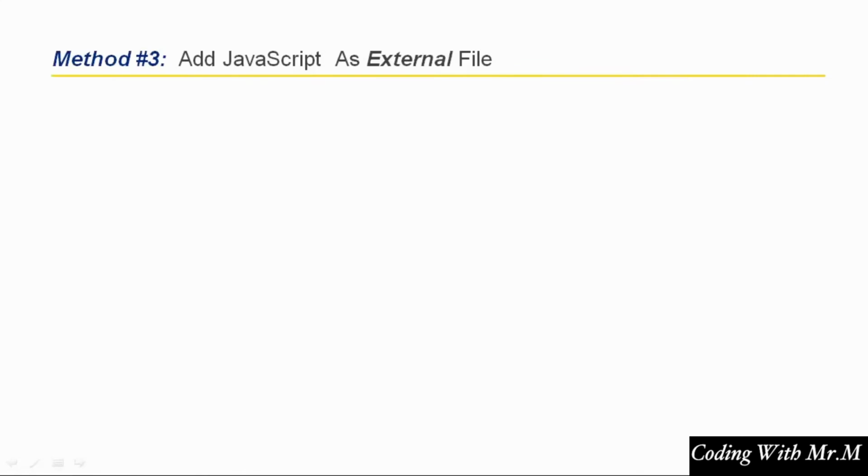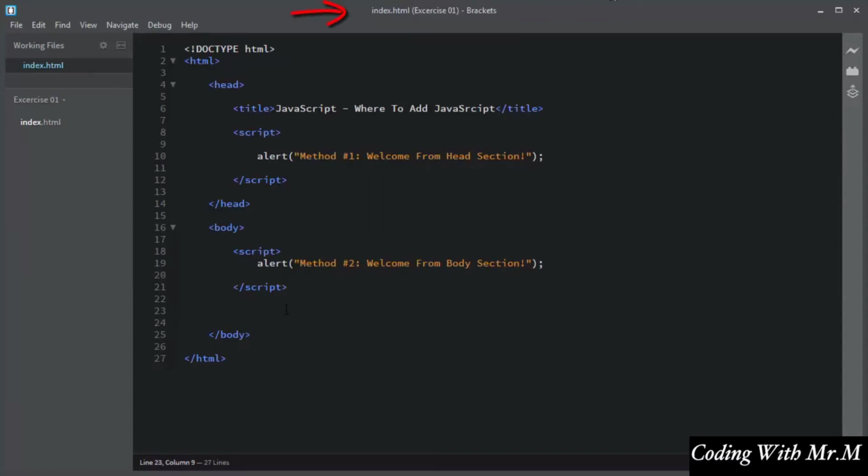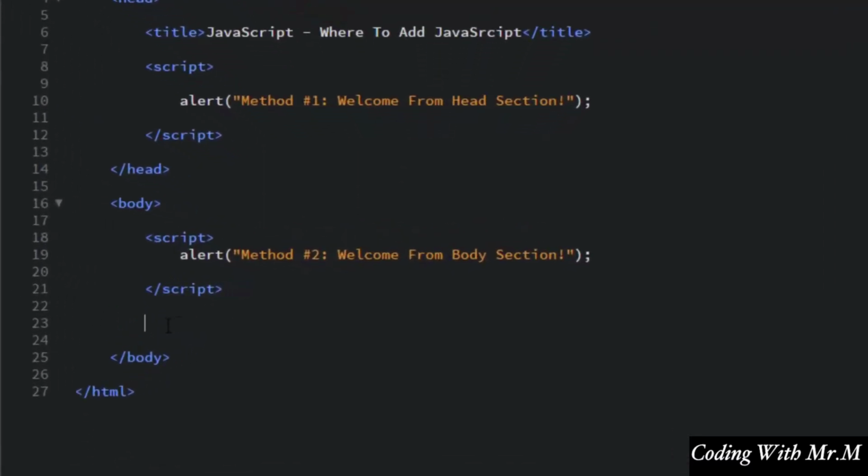The third and the best method is adding JavaScript code as an external file. I will continue with the same index.html file. I will write a script tag with source attribute src and the name of external file.